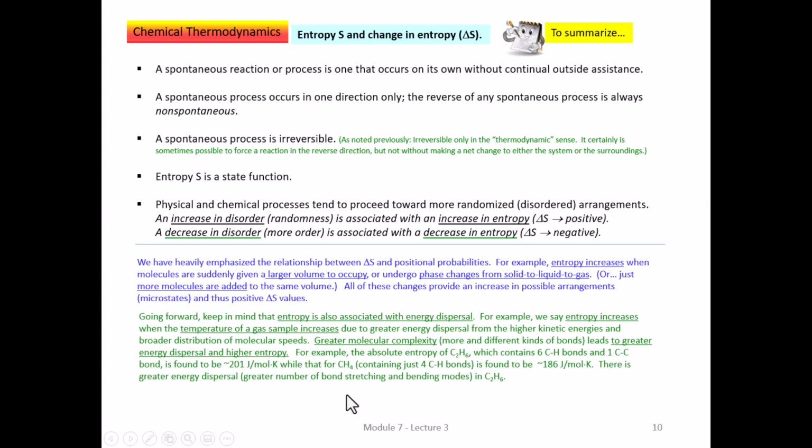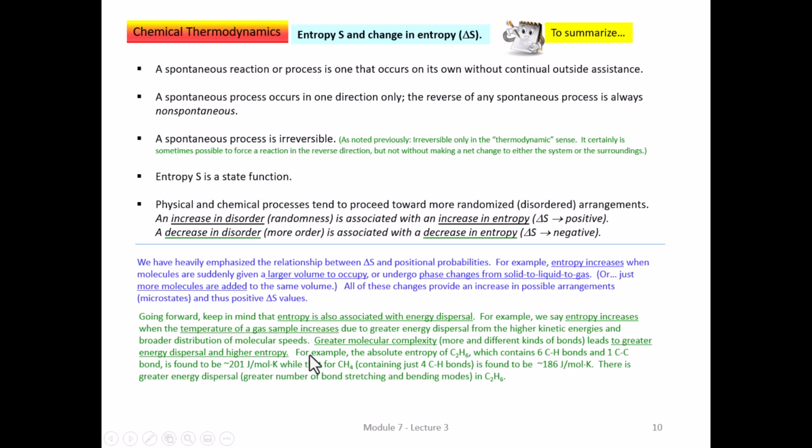As we mentioned briefly before, going forward, you need to keep in mind that entropy is also associated with energy dispersal. For example, we say entropy increases when the temperature of a gas sample increases due to greater energy dispersal from the higher kinetic energies and the broader distribution of molecular speeds. Greater molecular complexity, more and different kinds of bonds, leads to greater energy dispersal and higher entropy.